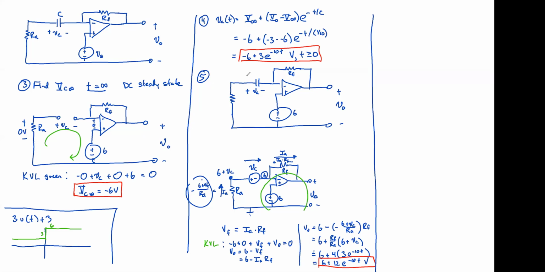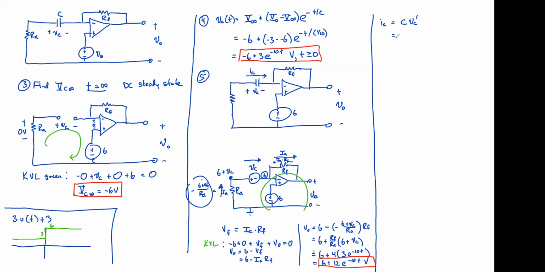Is there an easier way to find what this current is? Because if we could find this current, I'm going to call it I sub C, it would be so easy then to say, well, all of that has to be RF. Is there another way to find I sub C? Think about what the rule is for a capacitor. It's equal to C dV dt.